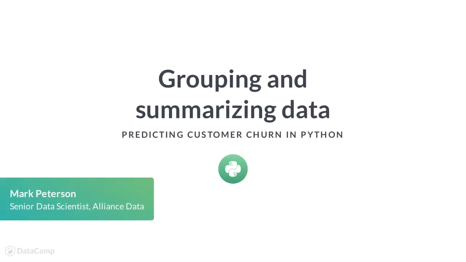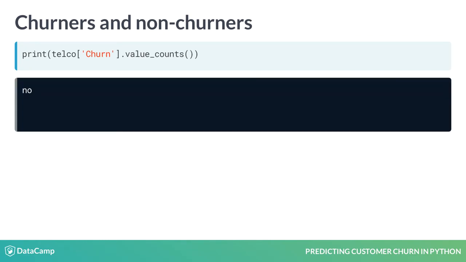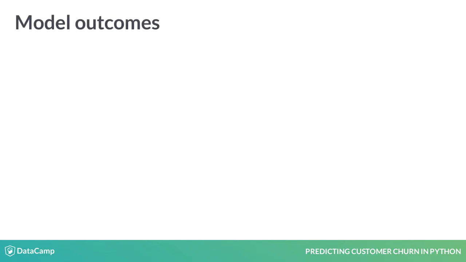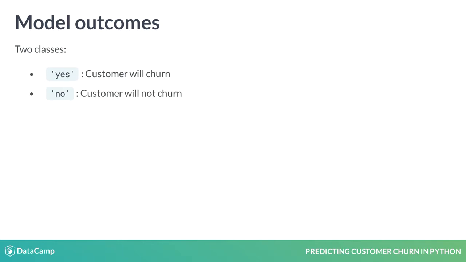In the telco dataset, there are two groups of customers we are interested in, the churners and the non-churners. And as you discovered using the value_counts method, most of these customers did not churn. Our goal in this course is to build a model that uses the information about each customer in the dataset to classify whether or not a new customer will churn. This model therefore has two outcomes, or classes. Either a customer will churn or will not churn.